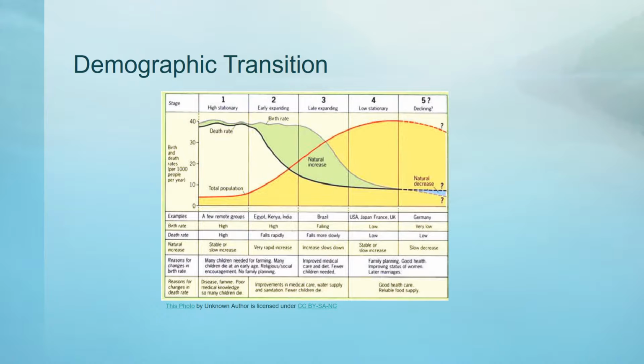Where are the changes? First, a lot of disease, famine, poor medical knowledge, many children die. Then improvements in medical care, water supply, which I forgot to mention, sanitation, cholera has gone down, etc. And then you have good health care, reliable food supply, so there's a new stability there.